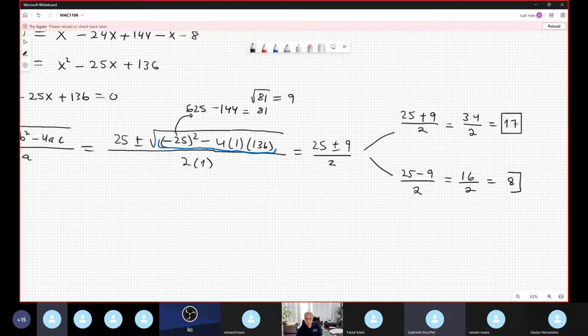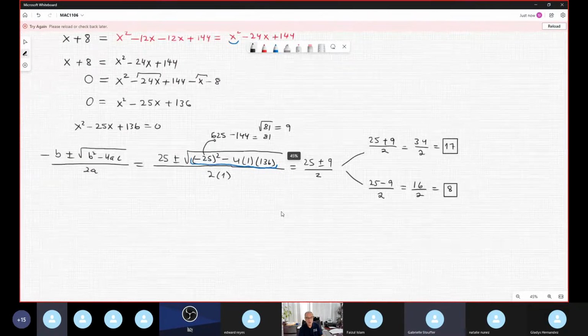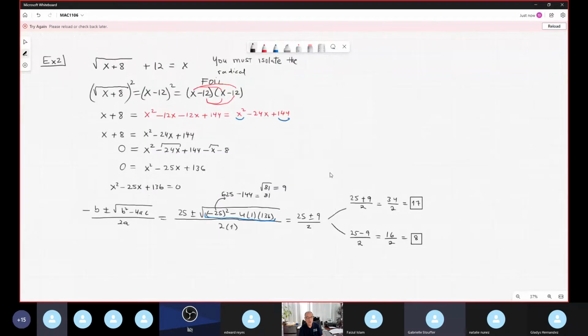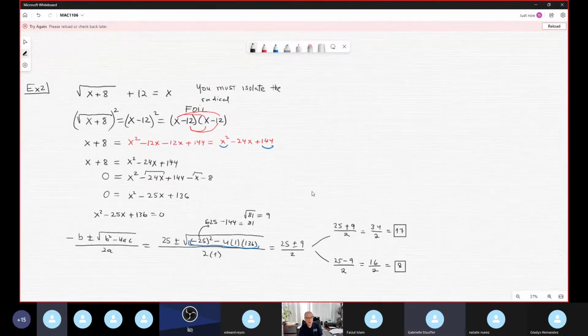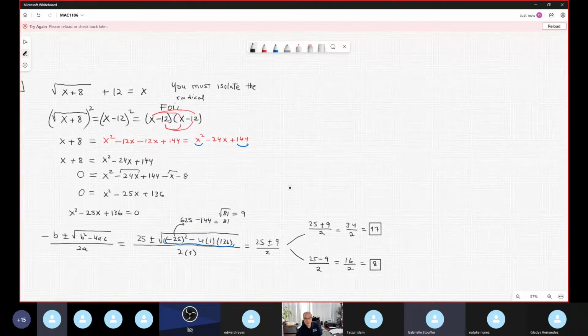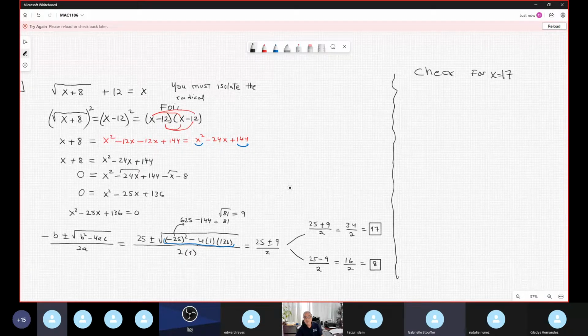Cool. We need to check the two solutions. In where? In the original equation. If you check in another equation, you are doing it wrong. That is the reason I never touch the original, waiting for this moment. And you separate, it's too long, sorry. You check for 17, and you check here for 8.